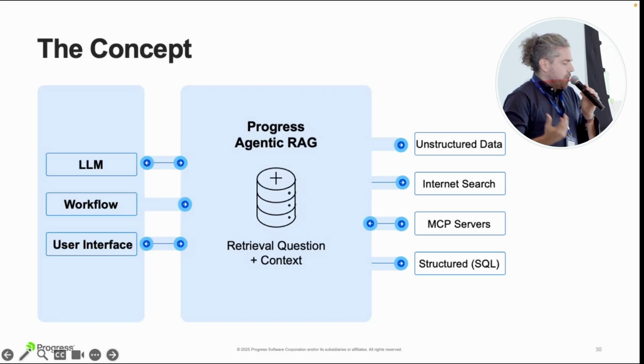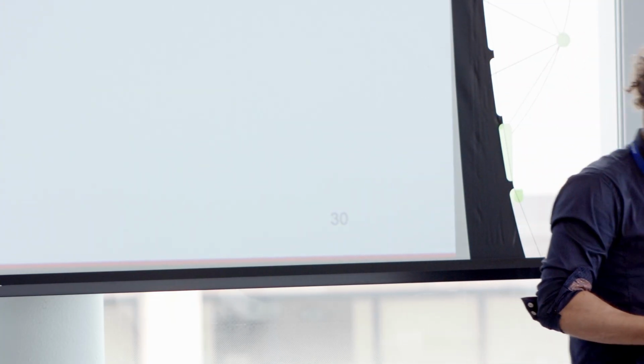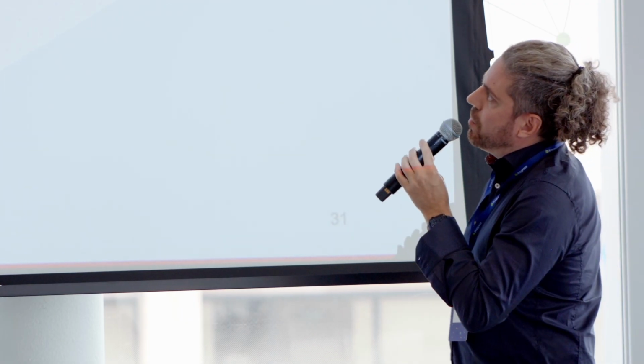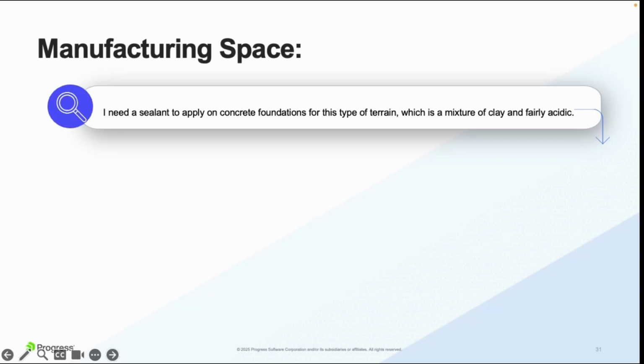So, for example, let's define one use case. It's going to be easier. In the manufacturing space, I have a query that happened with a client. They say, I need a sealant to apply on concrete foundations for this type of terrain, which is a mixture of clay and fairly acidic.